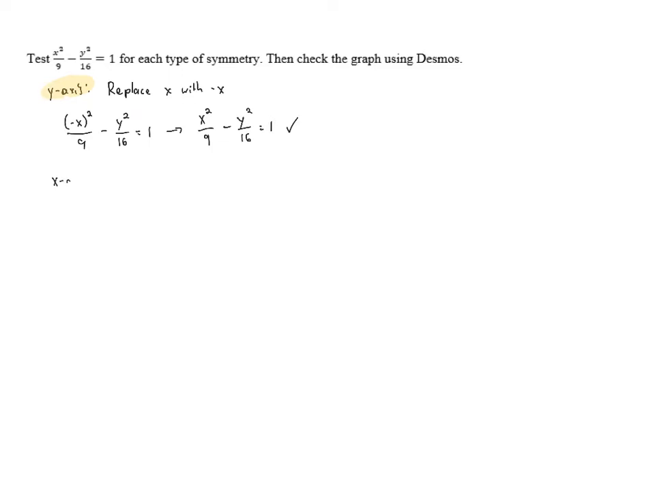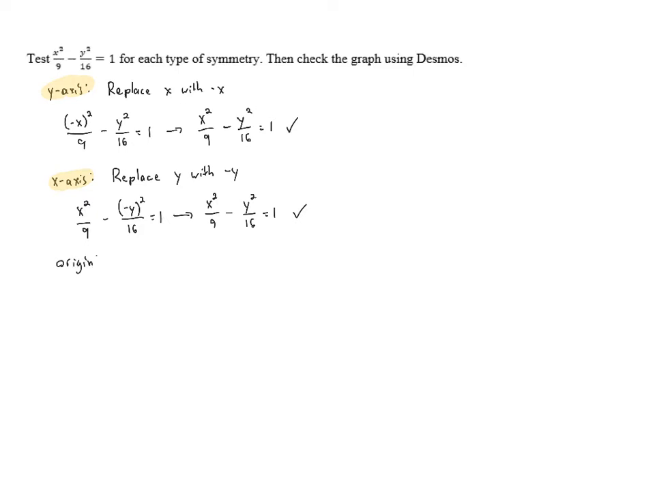Let's check the x-axis now. To do that, the test asks us to replace y with negative y. When we do that, that gives us x squared over 9 minus negative y squared over 16 equals 1. And just like in the last example, we know that when we have a negative and square it, those negatives cancel. So this is going to be the same as y squared over 16. And again, this matches the original equation. So we know that we have symmetry with respect to the x-axis.